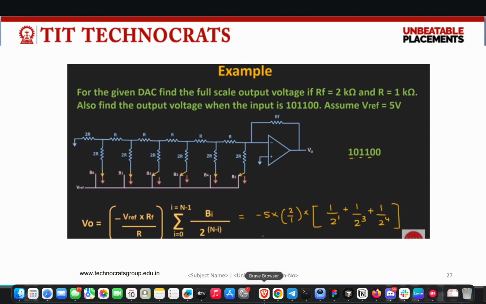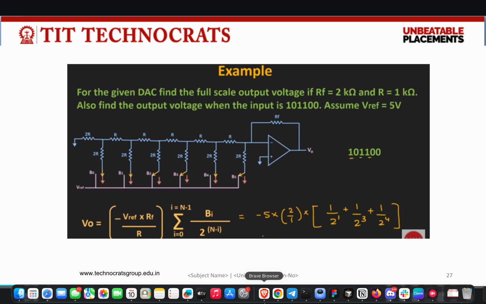For the given DAC, find the full scale output voltage if RF equal to 2 kilo ohm and R equal to 1 kilo ohm. Also find the output voltage when our input is 101100. Assume V reference equal to 5 volt. The solution of this problem is shown in this slide.